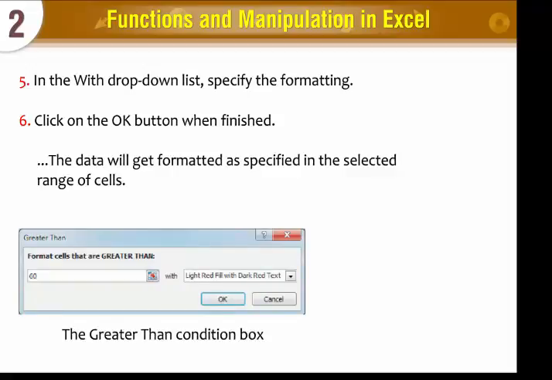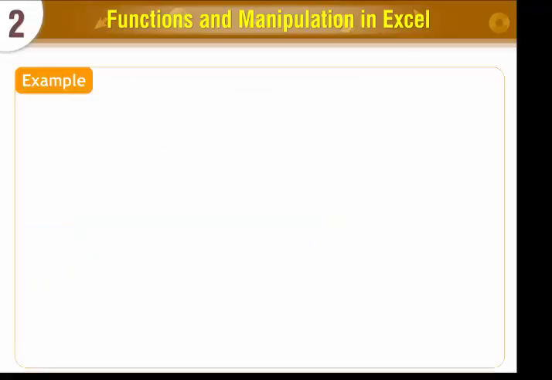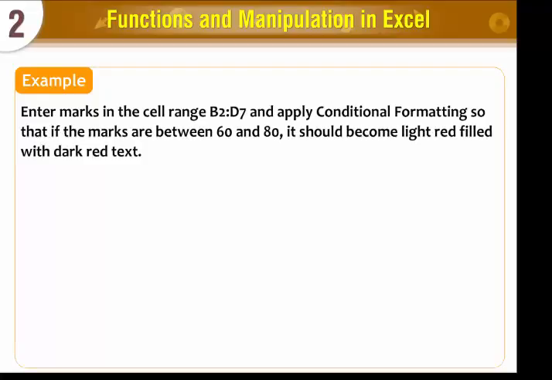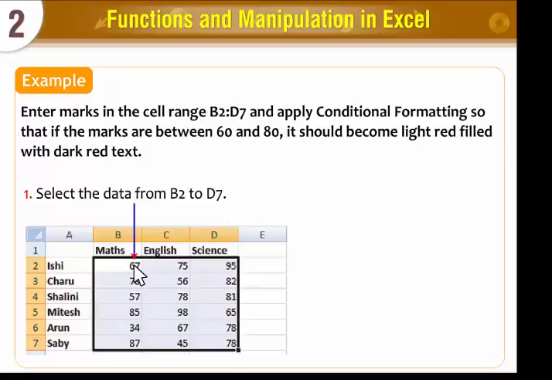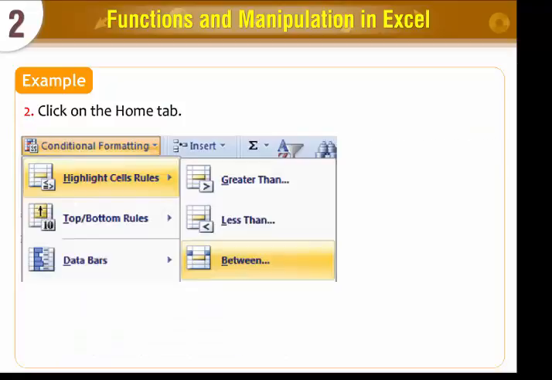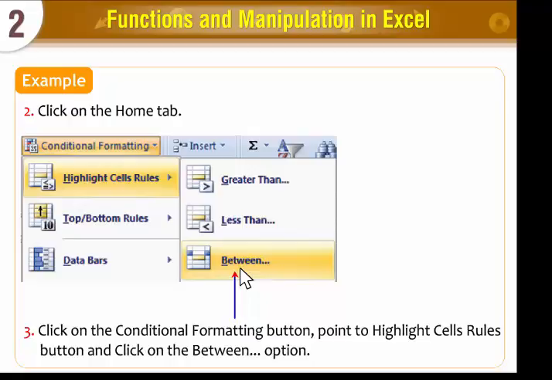Example: enter marks in the cell range B2 to D7 and apply conditional formatting so that if the marks are between 60 and 80, it should become light red filled with dark red text. Select the data from B2 to D7. Click on the Home tab. Click on the Conditional Formatting button, point to Highlight Cells Rules button and click on the Between option.